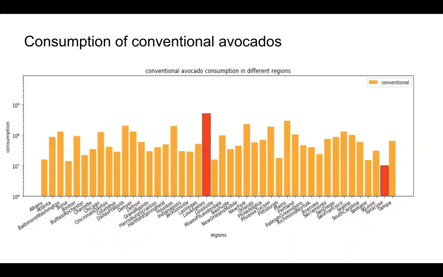Organic avocado consumption in LA is 36 times that of Albany, while the conventional avocado consumption in LA is 47 times more than that of Syracuse.